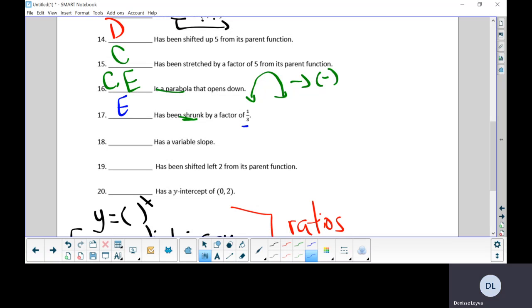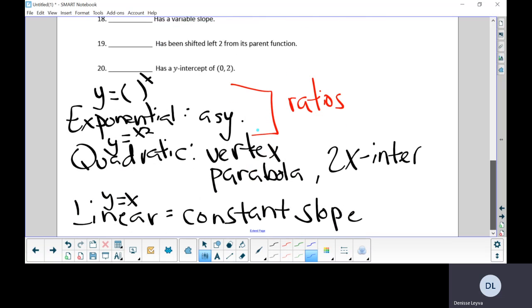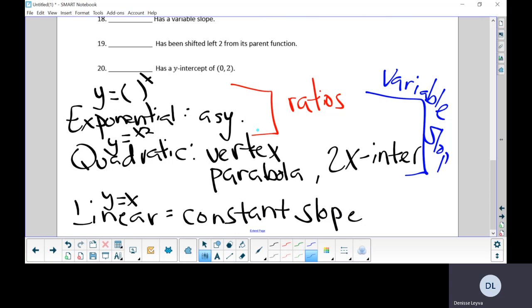If we move on to question number 18, it says which has a variable slope. Now, what both exponential and quadratic have in common is that they are both considered variable slopes. What does that mean? Variable slope just means that it is not constant. And if we talk about what constant is, it's the same. It is consistent. Constant means consistency.